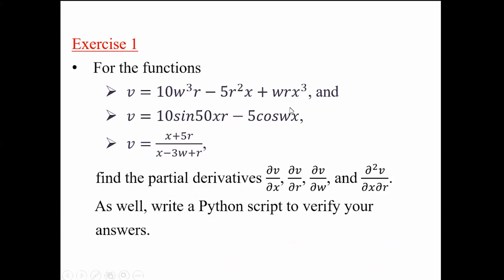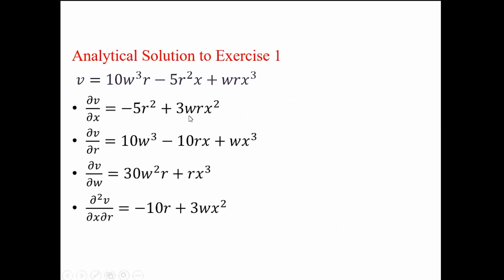All right, so this is exercise 1, to actually get us ready for what we do shortly. This is to refresh our memory. If you have this number of functions, we are being asked to find the partial derivative of v with respect to all of these variables here, r, w, and then we also find the second partial derivative here. And then we are to write a Python script to verify these answers. So these are the analytical solutions.